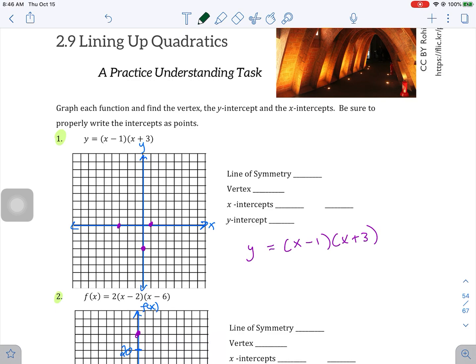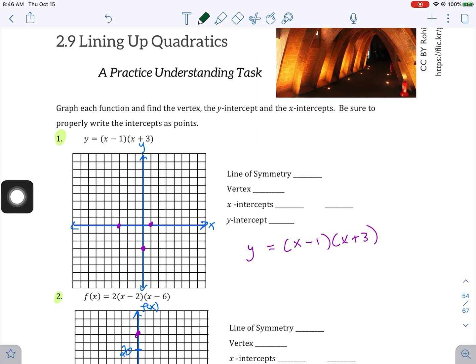2.9, lining up quadratics. A lot of this is looking at graphs and some of the different features. So let's take a couple of these. So first thing, we have an equation, x minus 1 times x plus 3.